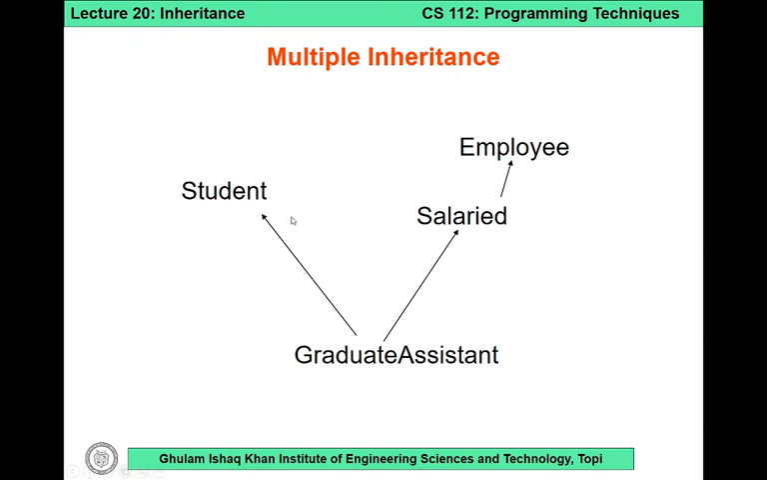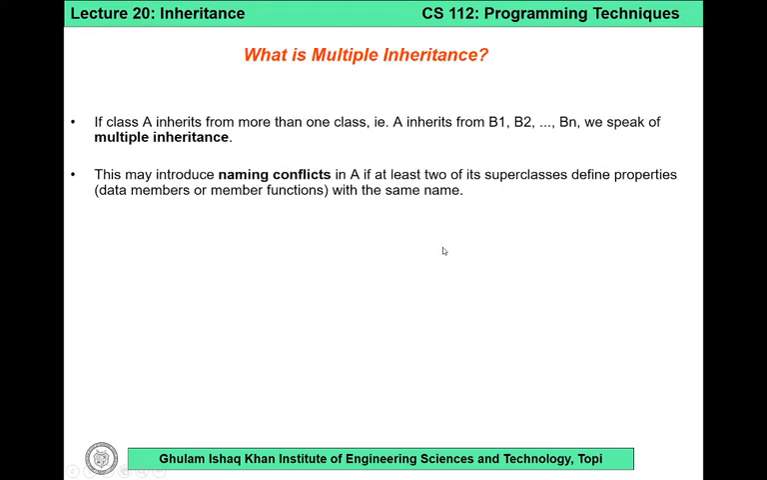For example, in this particular case study, we will have a class named employee class, and this employee class will have a child class that will be the salaried class, and we will have another independent class which will be a student class. It won't have any parent, but we will have a graduate assistant class which will have two parent classes. One will be the student class and the other will be the salaried class. Right.